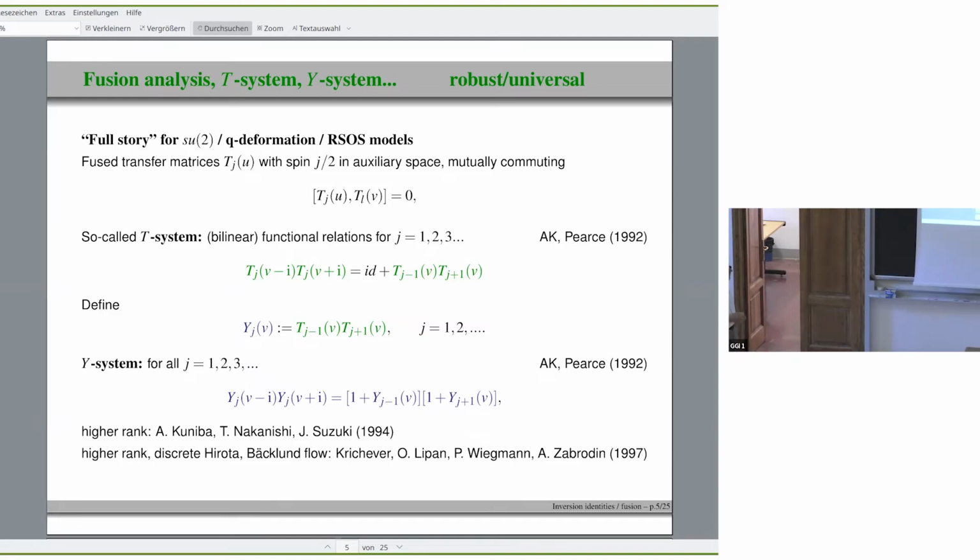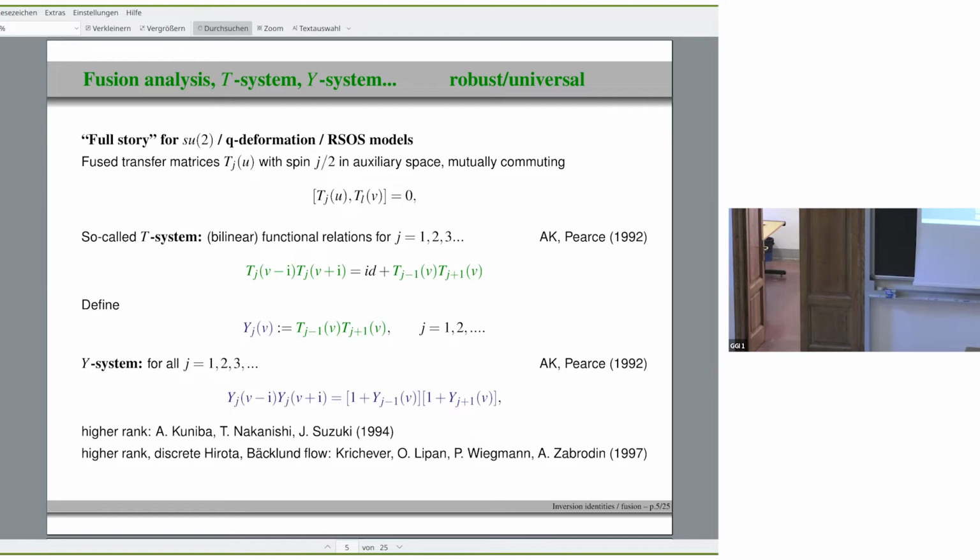It's just a consequence of this green line, then you get the blue line. Y sub j times Y sub j for shifted arguments gives a product of 1 plus Y's with different indices. And this has been generalized to higher rank systems by Kuniba, Nakanishi, and Suzuki in '94. And for higher rank, pointing out the analogy to discrete Hirota equations and introducing Backlund flow, that was done by Krichever, Lipan, Wiegmann, Zabrodin in a couple of papers starting in '97, if I remember correctly.